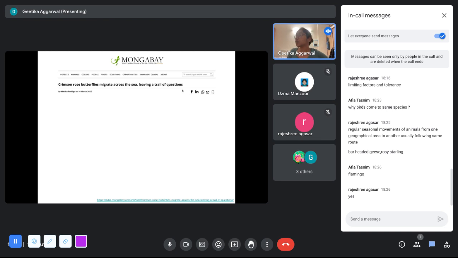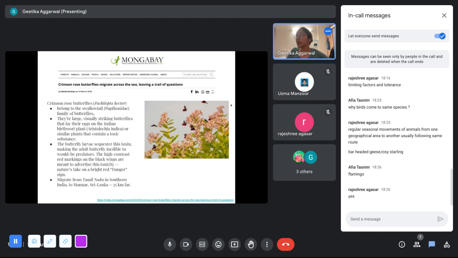Lanka. So this is a science magazine called Mongabay India, and this was one article by them where I've taken this information from. So you can look at these butterflies. These are called crimson rose because you can see how they have these red patches on them. And when they're migrating, they migrate in huge numbers, hundreds of them, they move together.